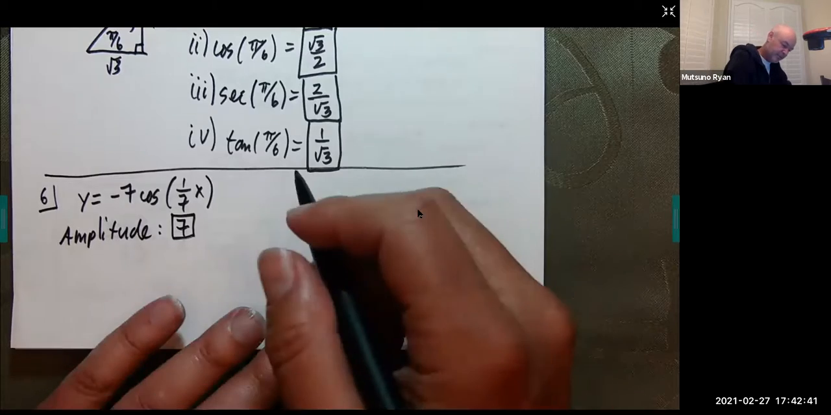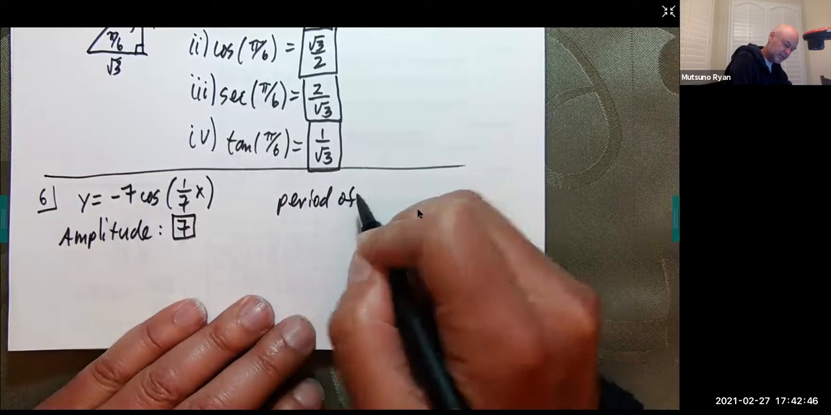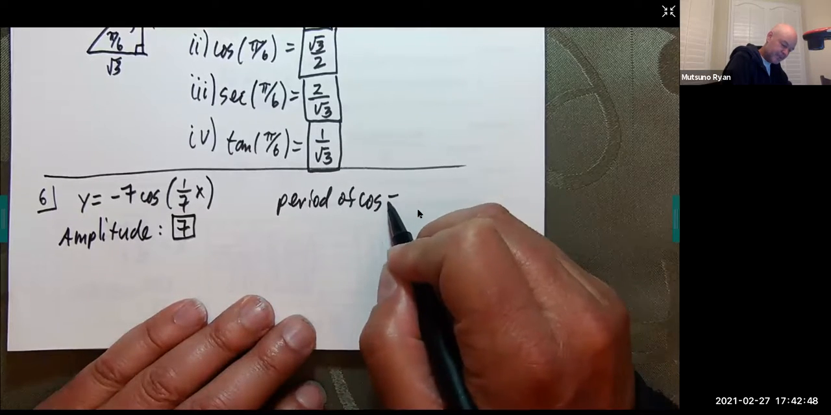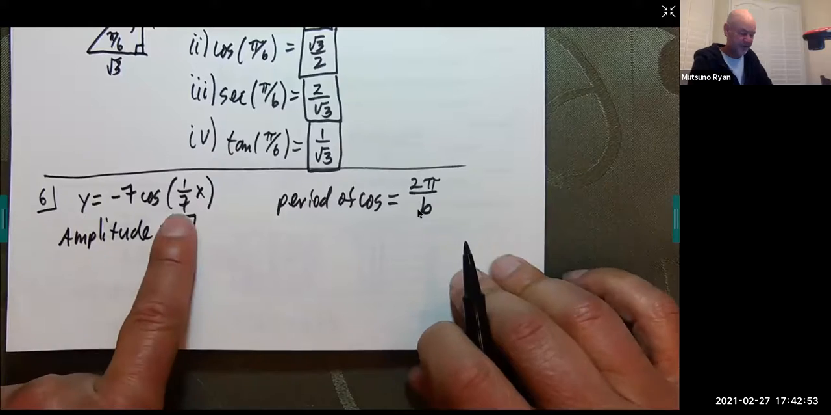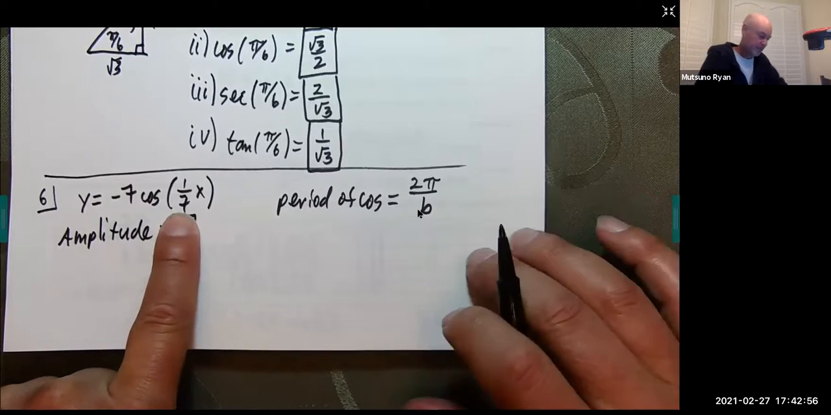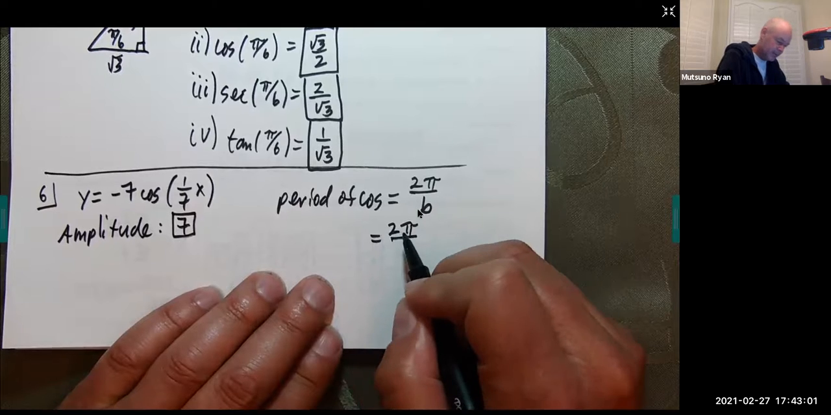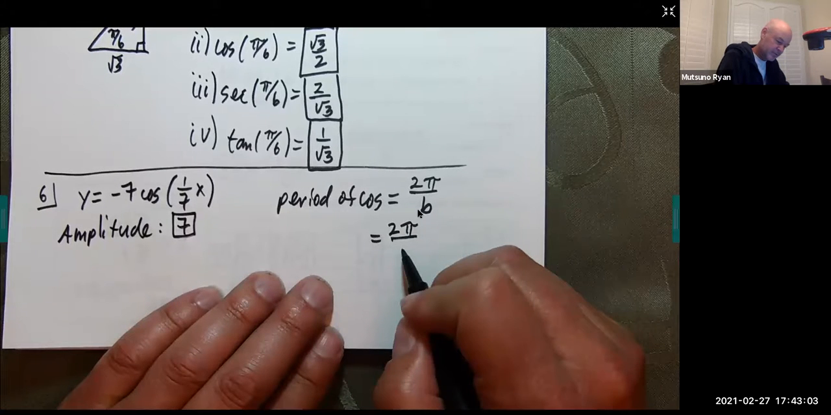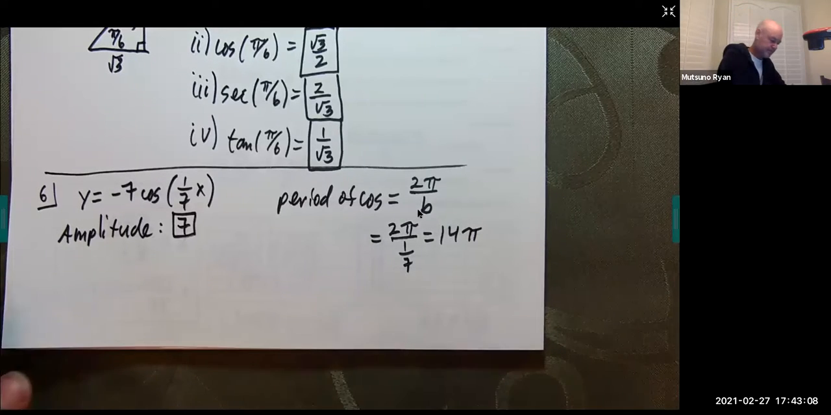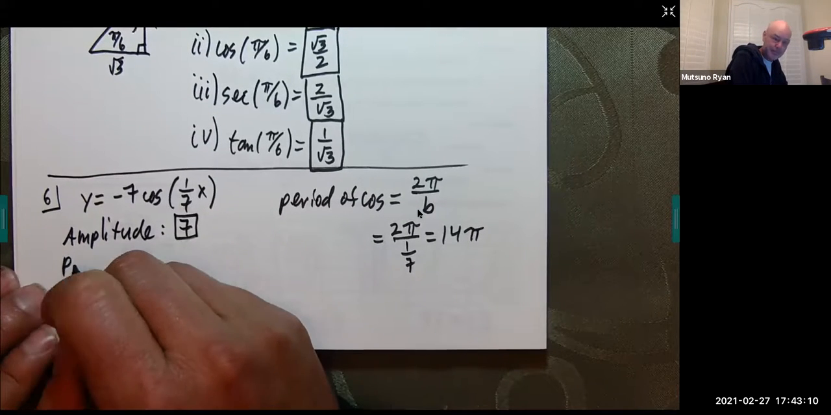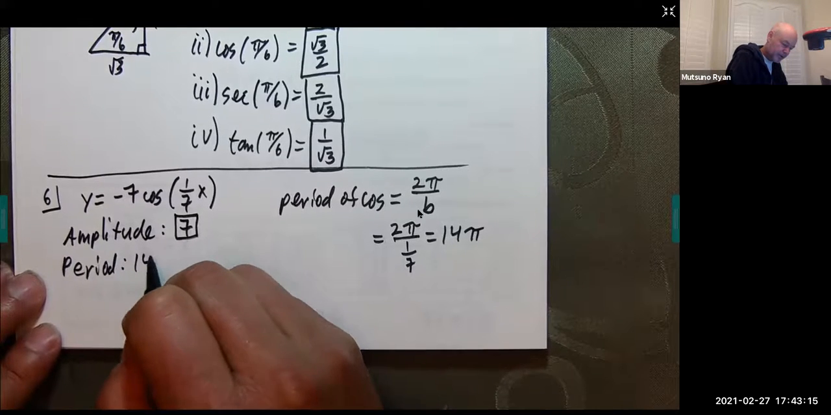And if you recall, the period of cosine is 2 pi divided by b, b being the coefficient of x. So this period is going to be 2 pi divided by 1/7, which gives us 14 pi. So the period is 14 pi.